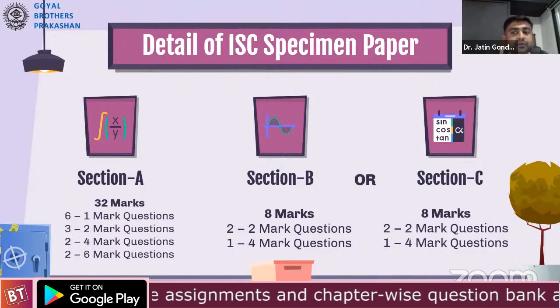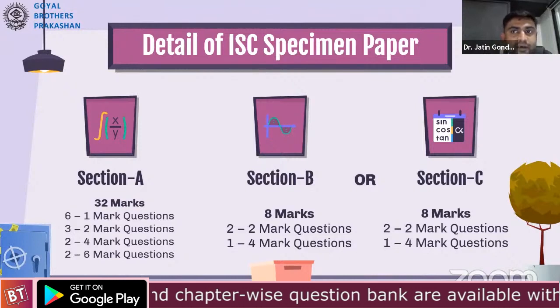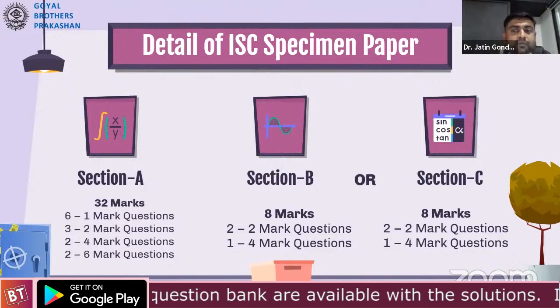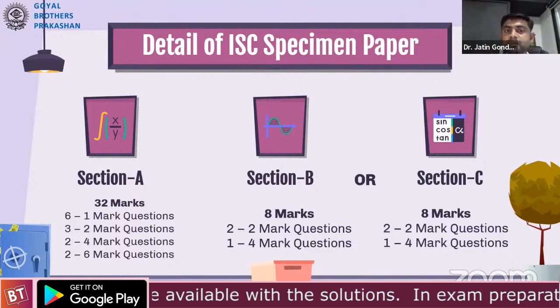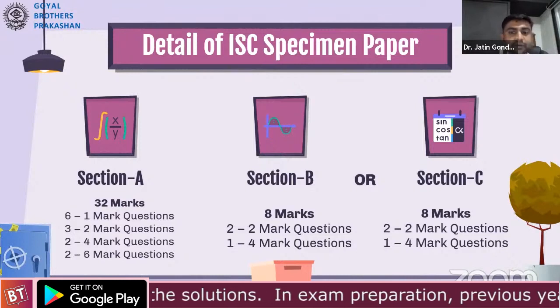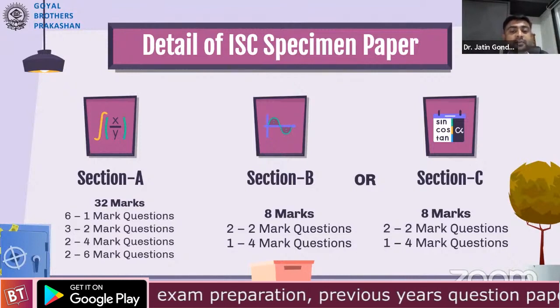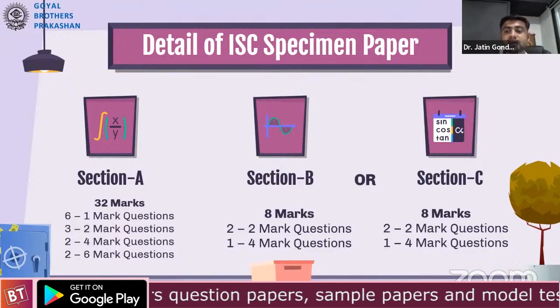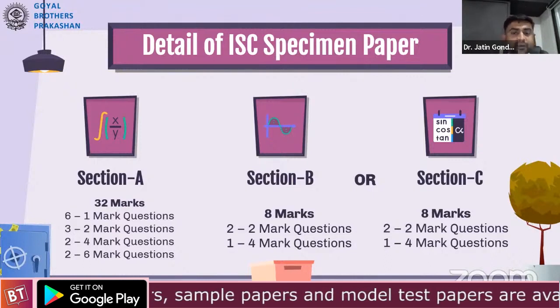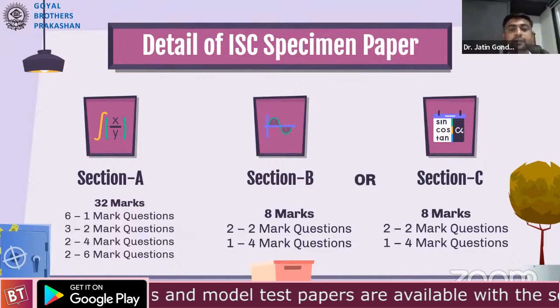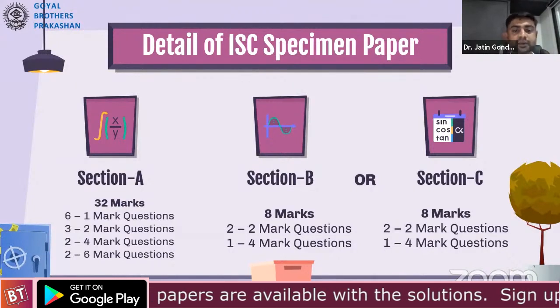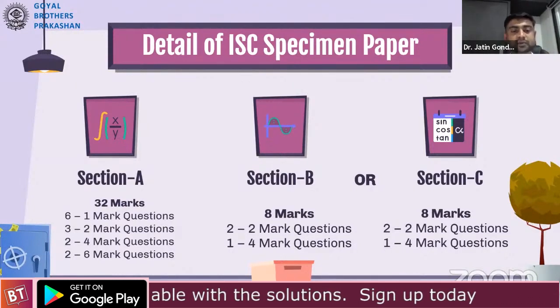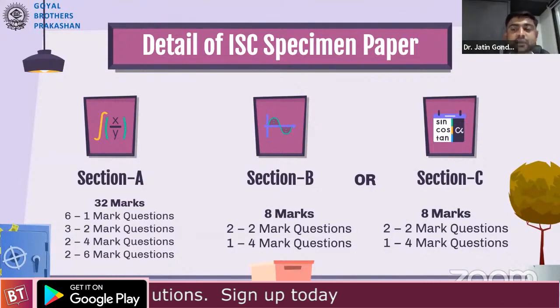Let me clear one thing. This is a prescribed format, based on the specimen paper published by ISC. In section B, we can have 2 two-mark questions and 1 four-mark question, and the same for section C. So the total paper will be of 40 marks: 32 marks section A and 8 marks either section B or section C.